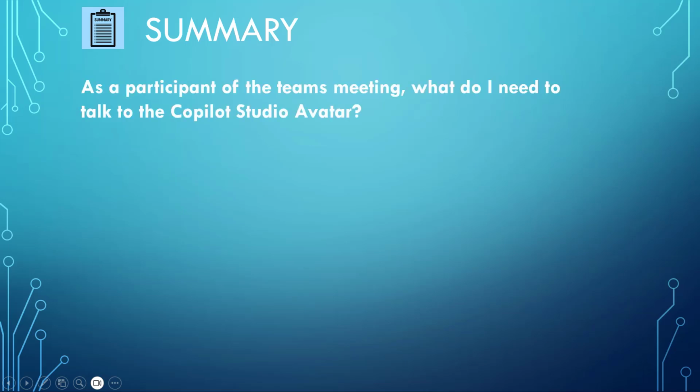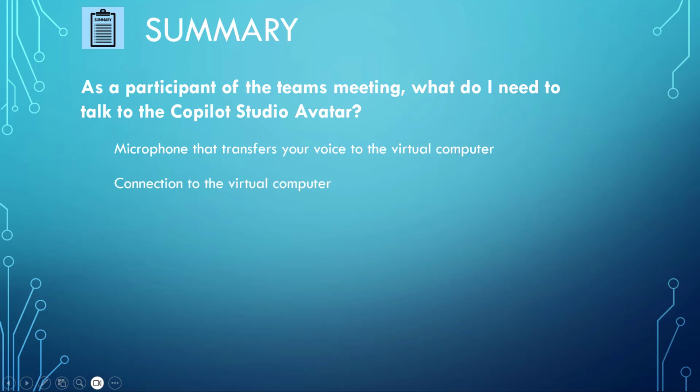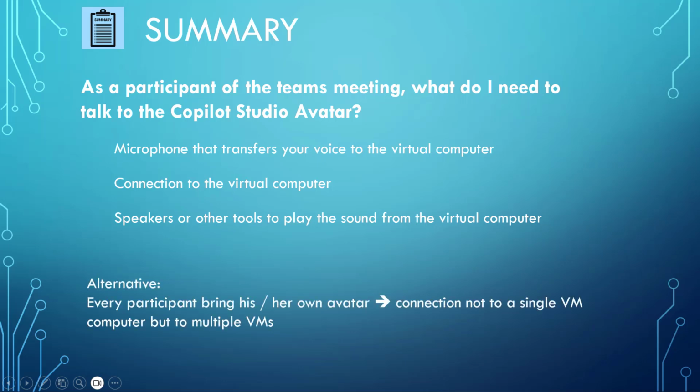Then the other thing is, if I'm a participant in this Teams meeting, what do I need? Well, you need a microphone that transfers your voice to this virtual computer, to this IP address. Of course, you need a connection to this virtual computer, and then you need speakers or something that grabs the sound from this virtual computer and sends it to your headset or microphone or whatever you use. And this needs to be separated from the other one, from what your colleagues speak, and that's why I use this voice meter.